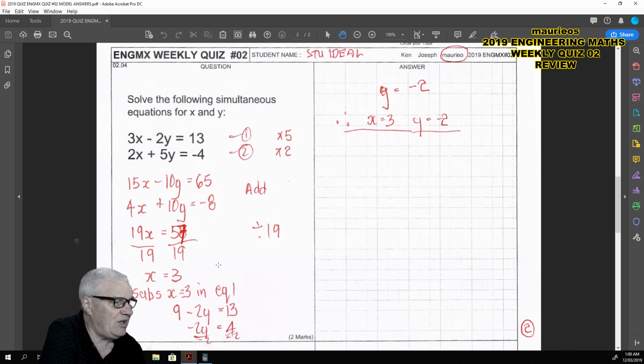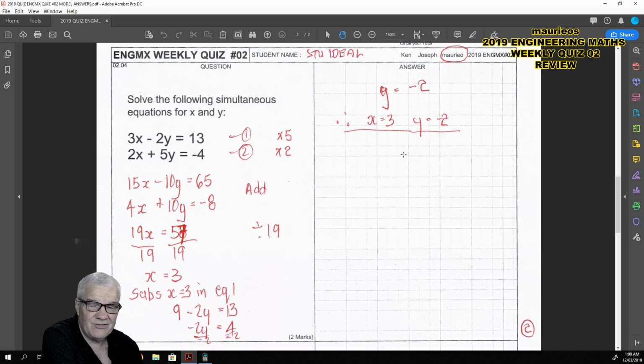So we find the easiest one. So, well, I don't know. I put it in equation 1. Yeah, it didn't have that nasty negative at the end there. So substitute x equals 3 in equation 1. So 3 times x is 3 times 3 is 9. Minus 2y equals 13. Now, then I subtract 9 from both sides. And I get negative 2y equals 4. Divide both sides by negative 2 down here. And you get y equals negative 2.